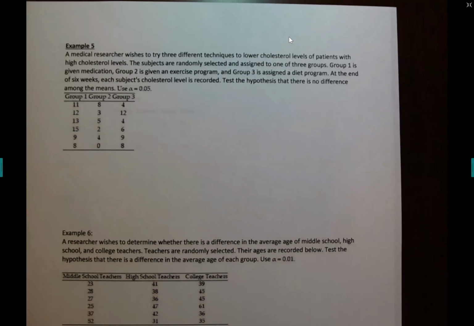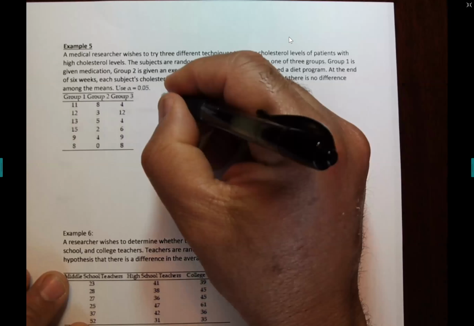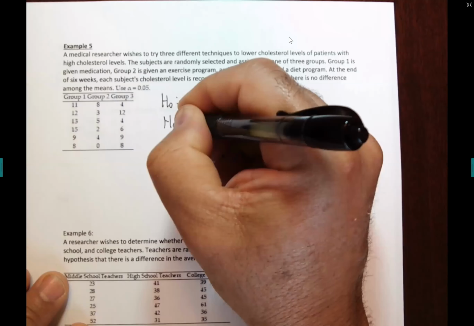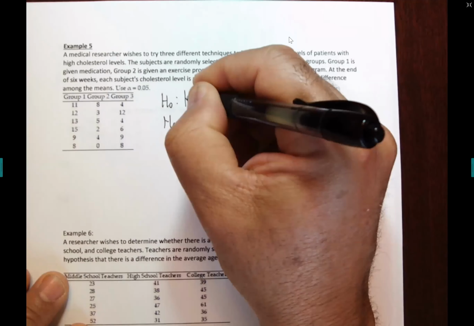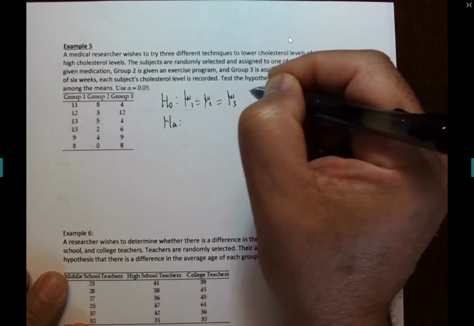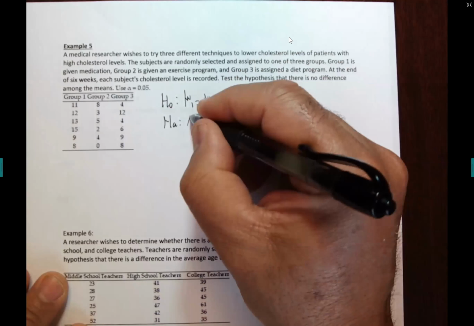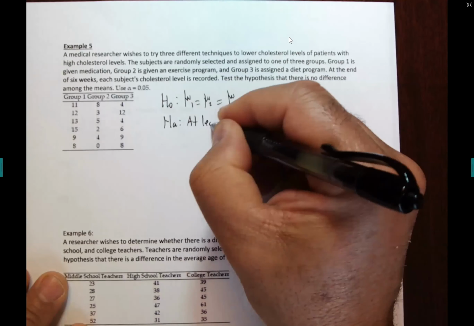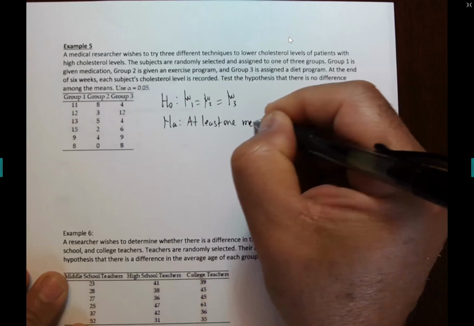Okay, here's how you begin. We state the null and the alternative hypothesis. mu1 equals mu2 equals mu3. I don't need a mu4 here, guys, because I have only 3 groups. And HA, at least one mean is different from the others.